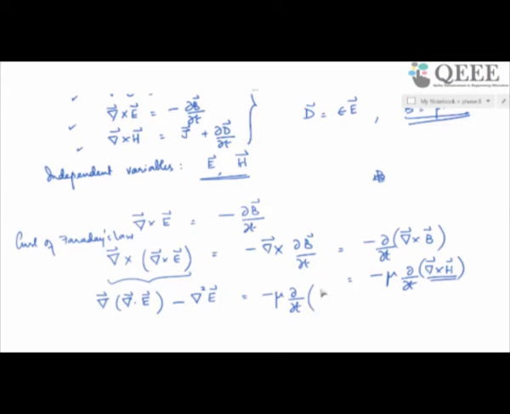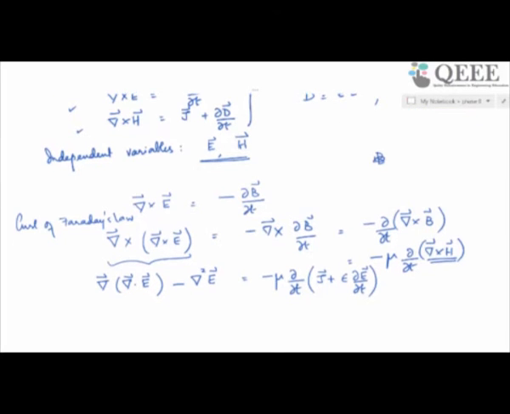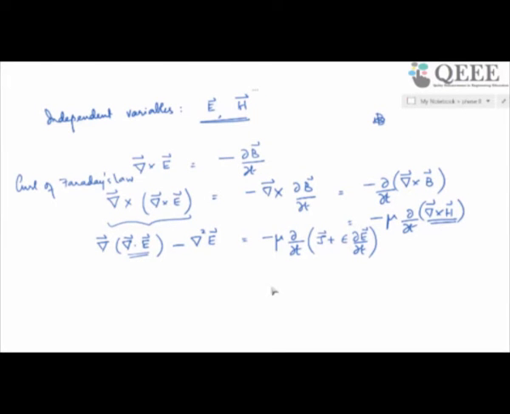I know what curl of H is. Curl of H is J plus del D by del t. I am going to write it as epsilon del E by del t. Right. So, this is the wave equation in general. Gradient of divergence of E minus del square E is equal to minus mu del J by del t minus mu epsilon del square E by del t square. This is the wave equation in general.